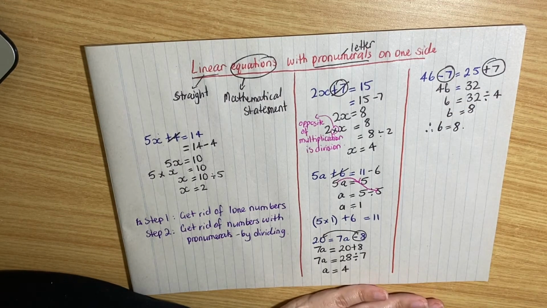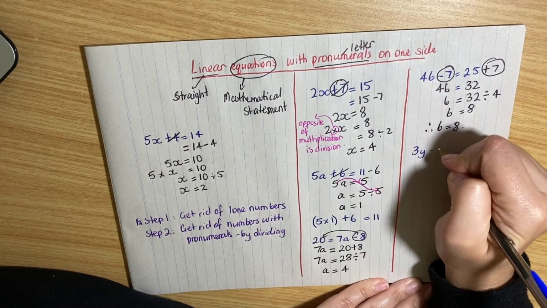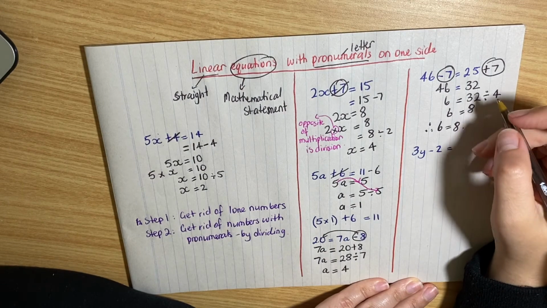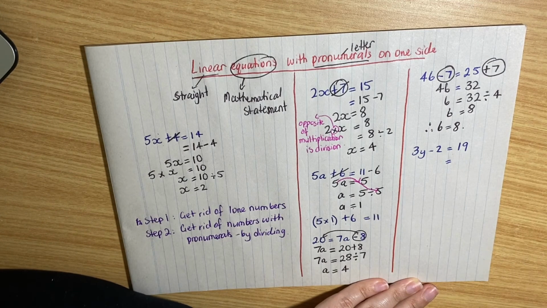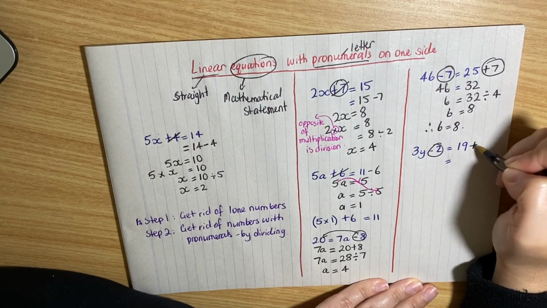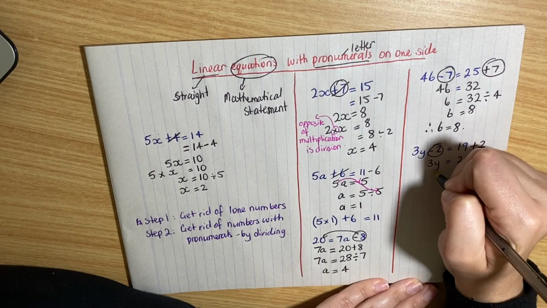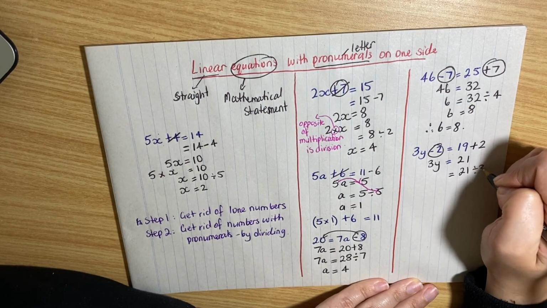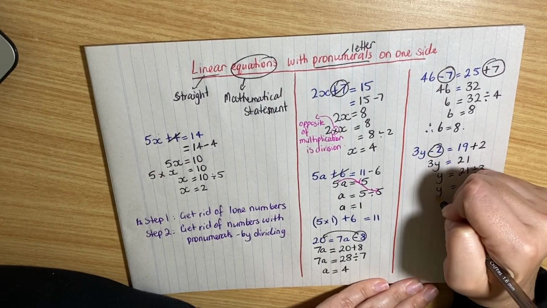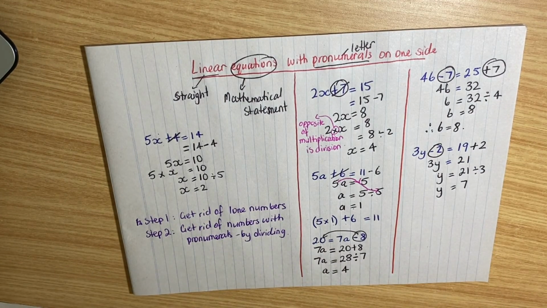All right, cool. Let's go through another example. So I've got 3y minus 2 equals 19. 3y minus 2 equals 19. All right, so if it's minus here, it's going to be, you guessed, plus here. All right, so 19 plus 2 is 21. So 3y equals 21. All right, now to get rid of the 3, if that's multiplication, on the other side I've got to do division. And then I get y on its own. So then y is equal to 7.